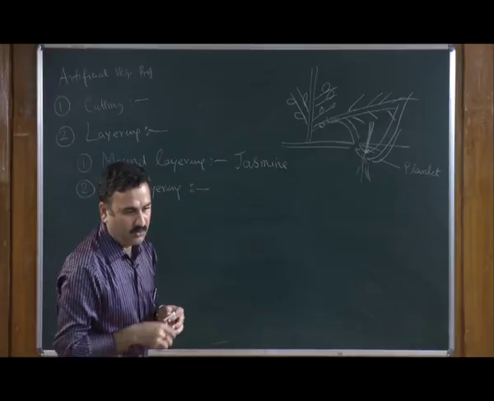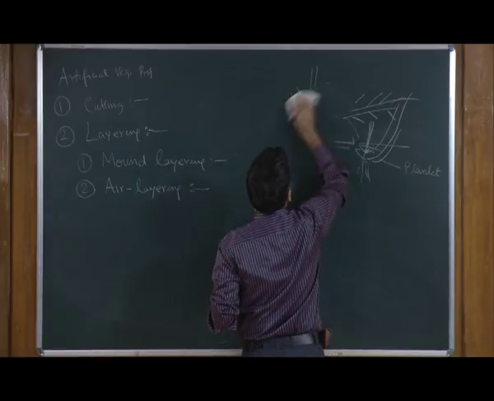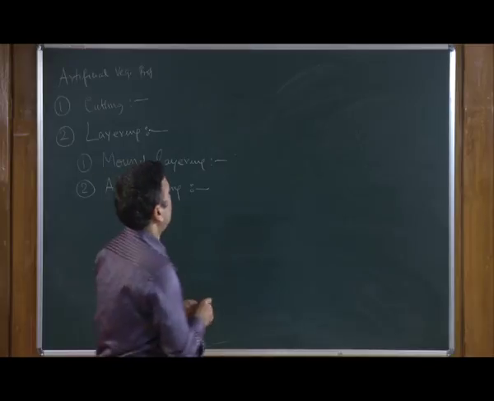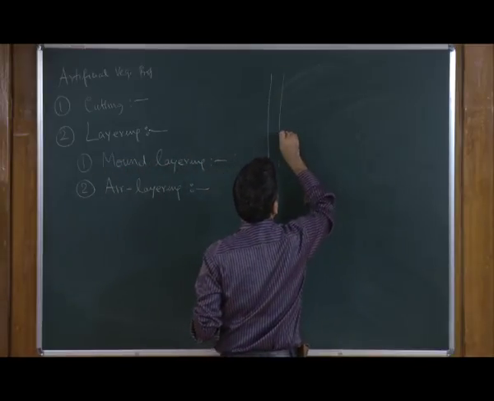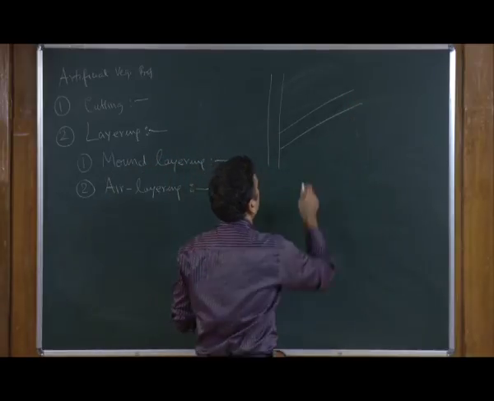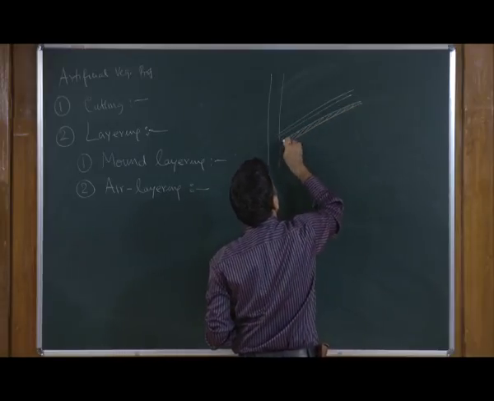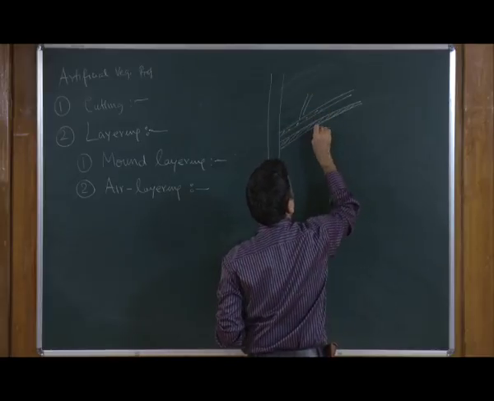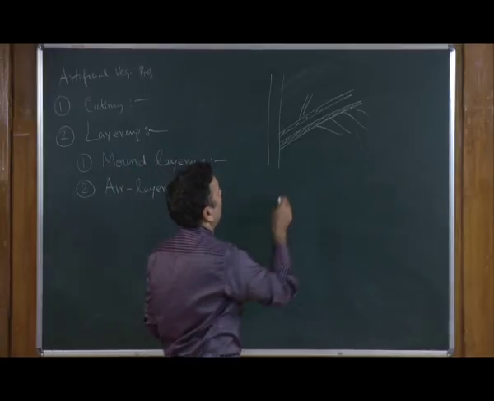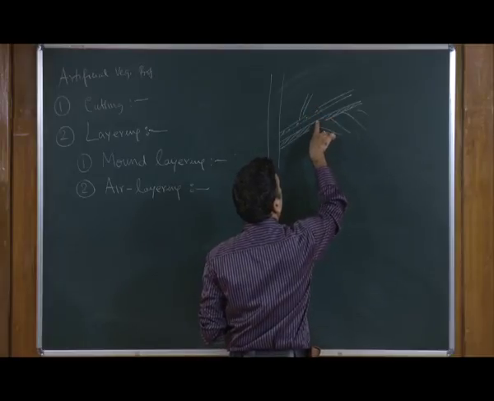In air layering, what you do is, you can imagine that this is your tree and this is the branch. That branch has thick bark, and you can imagine that it has leaves and everything. What you can do in the case of air layering is remove a small portion of the bark, along with the tissue.